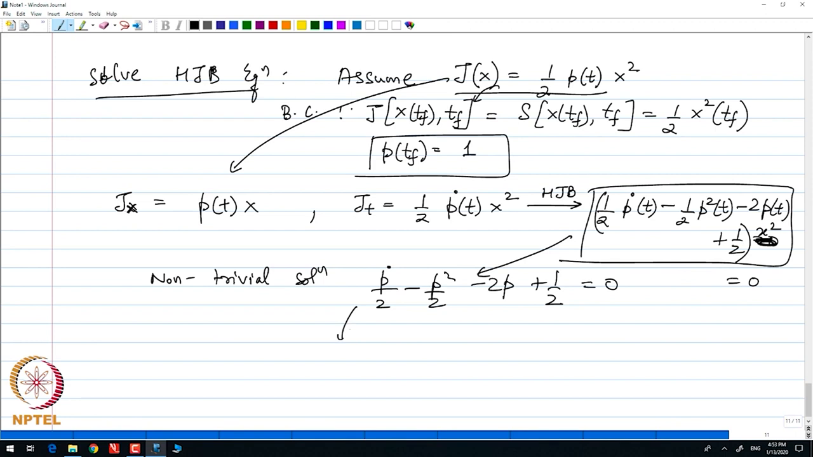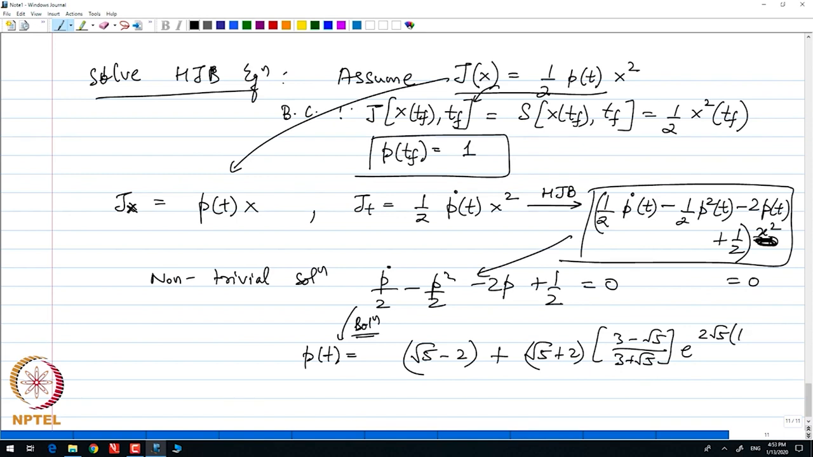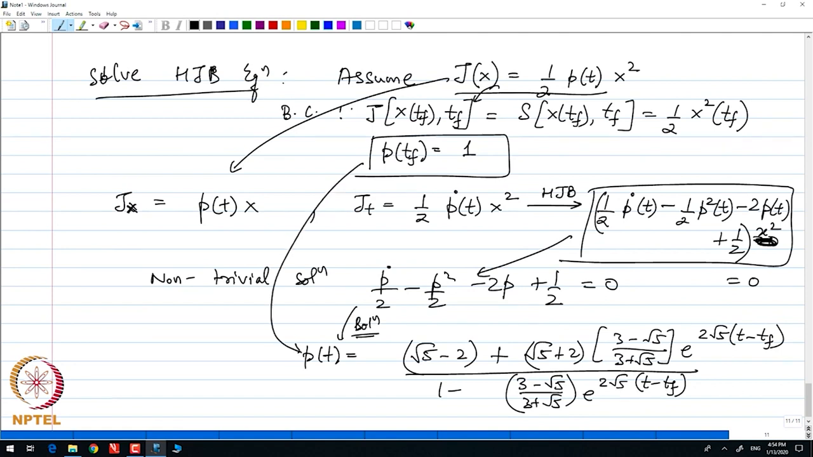Let me write down the solution to this problem. Students are expected to have a background in standard solution methods of first order ODEs. I see that the solution is given by the following function: square root 5 minus 2 plus square root 5 plus 2 times 3 minus square root 5 divided by 3 plus square root 5 times e to the power 2 square root 5 t minus tf, divided by 1 minus 3 minus square root 5 by 3 plus square root 5 times e to the power 2 square root 5 t minus tf. So, what I have found is that this function P is going to certainly satisfy the boundary condition. Students are requested to check that this is indeed the solution. And finally, my final step is to get the optimal control.